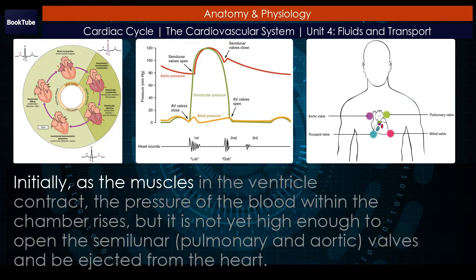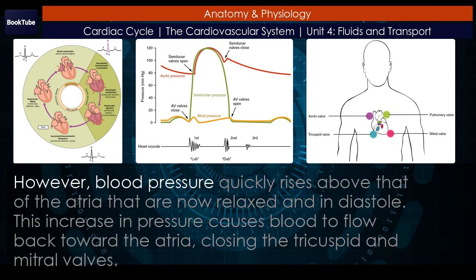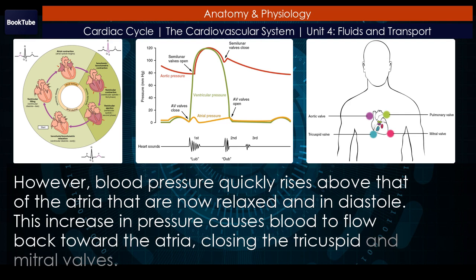Initially, as the muscles in the ventricle contract, the pressure of the blood within the chamber rises, but it is not yet high enough to open the semilunar, pulmonary and aortic valves and be ejected from the heart. However, blood pressure quickly rises above that of the atria that are now relaxed and in diastole. This increase in pressure causes blood to flow back toward the atria, closing the tricuspid and mitral valves.